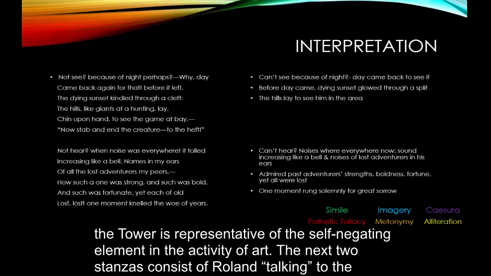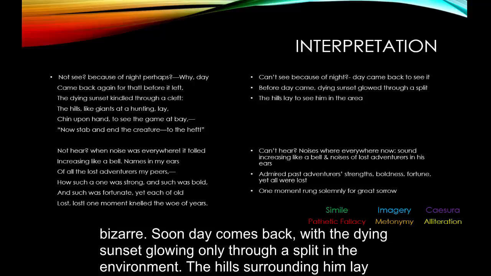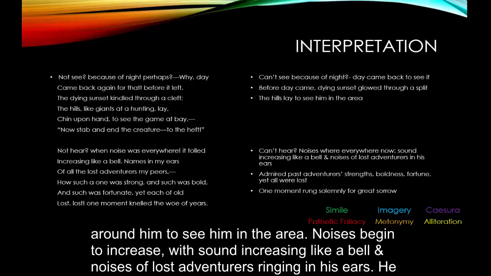The next two stanzas consist of Roland talking to the audience, becoming more aware of his surroundings. Immediately after discovering the tower, Roland's surroundings become less bizarre. Soon day comes back, with the dying sunset glowing only through a split in the environment. The hills surrounding him lay around him to see him in the area.